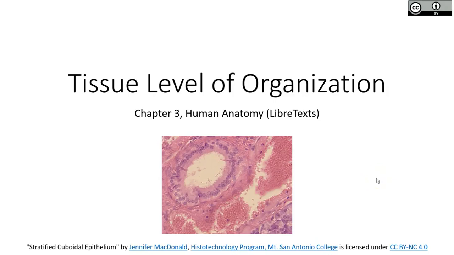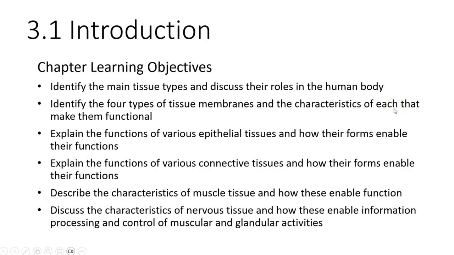All right, everyone, we are getting into chapter 3, which is the tissue level of organization in the human body. So for this chapter, we are going to talk about the main types of tissues and their roles in the body. We're going to talk about some different types of tissue membranes and how they function. And then we're going to look a little bit more in detail at the 4 tissue types.